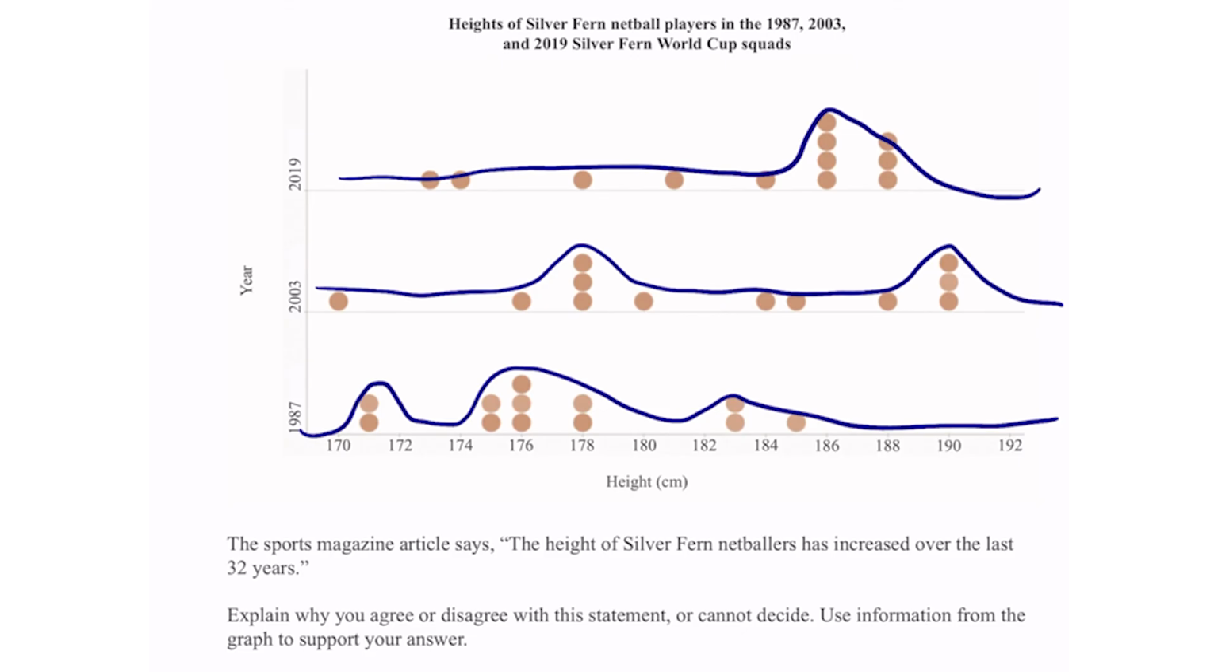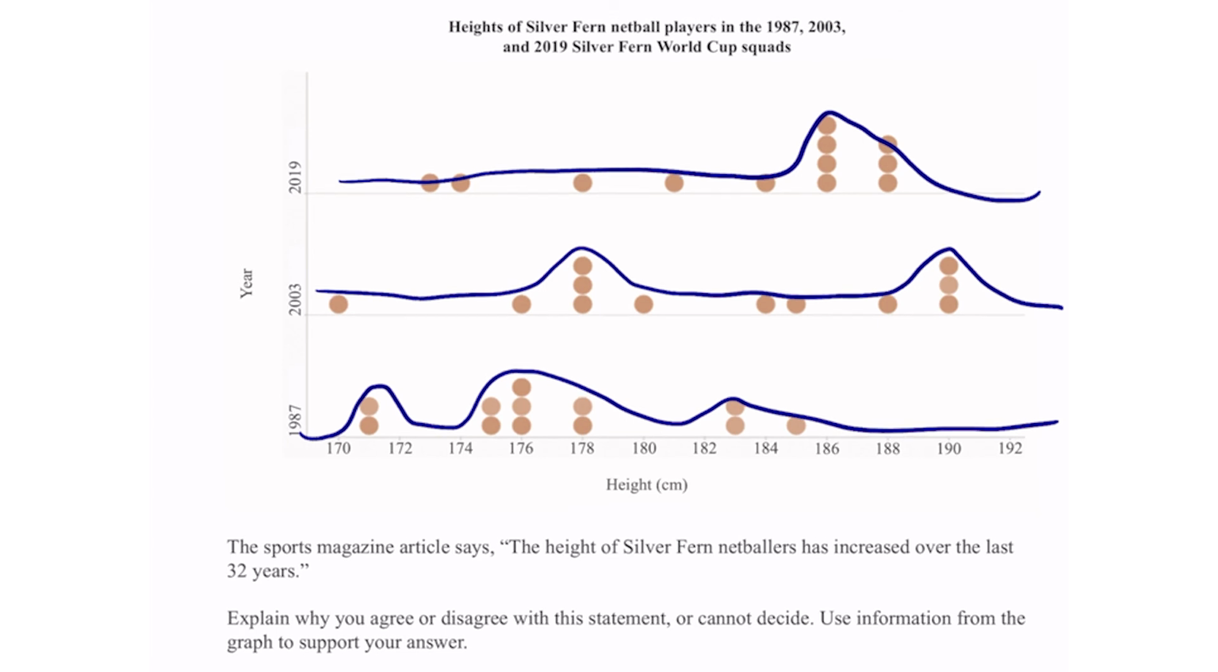So let's look at the average height of 1987. So how do we do that? We sum all the data points up and then divide by the number of data points. So we've got 171 plus 171 plus 175 plus 175 plus 176 plus 176 plus 176 plus 178 plus 178 plus 183 plus 183 plus 185. So that gives us 2127. We're going to divide that by 12. So the average height is 177.25. I hope I did that correctly.